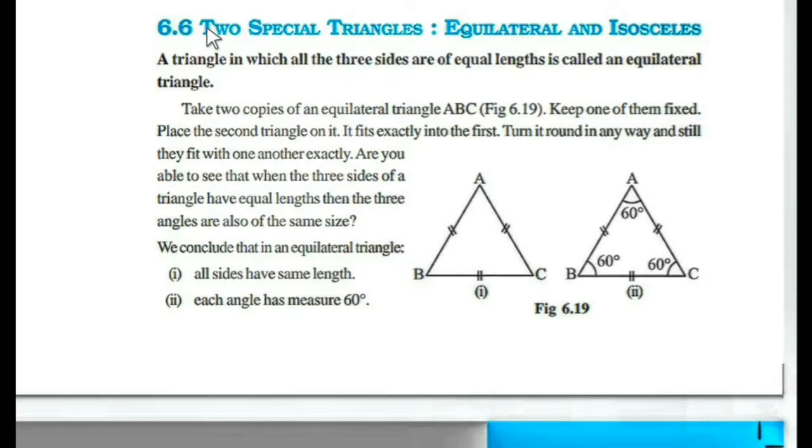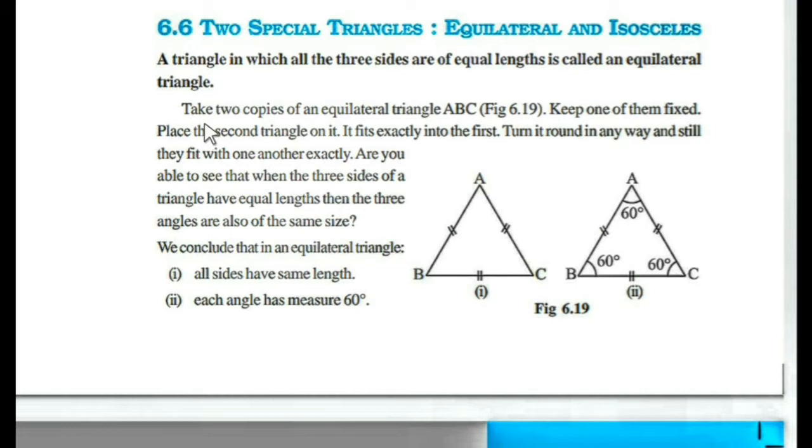Let us understand two special triangles, equilateral and isosceles. So, do you know what an equilateral triangle is? A triangle in which the measure of all the three sides are equal is an equilateral triangle. So, a triangle in which all the three sides are of equal length is called an equilateral triangle.